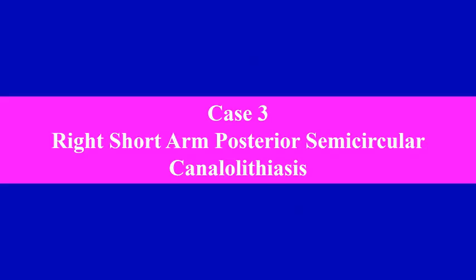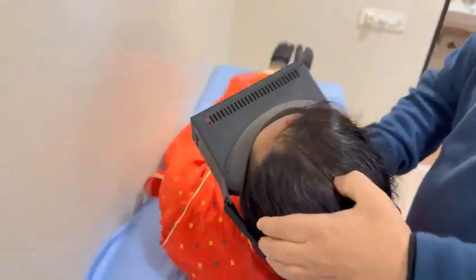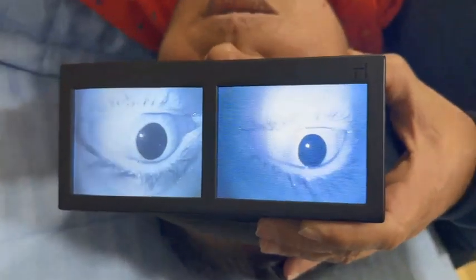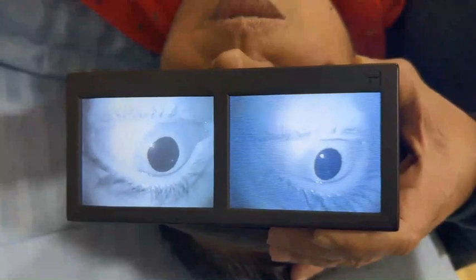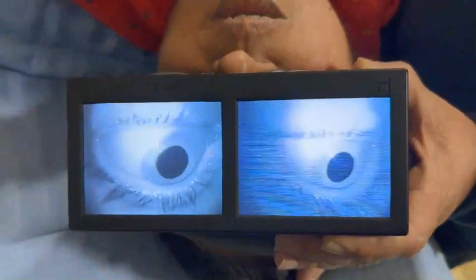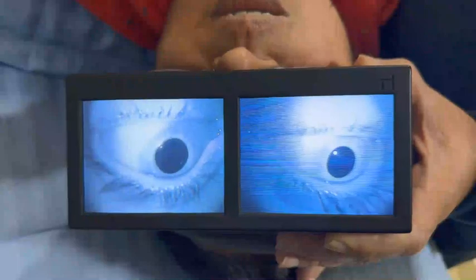Case 3 is right short arm posterior semicircular canalolithiasis. This is a 47-year-old female with positionally triggered vertigo for the past 7 days. The left Dix-Hallpike test during 1 minute of observation did not evoke any nystagmus. But the patient is dizzy.